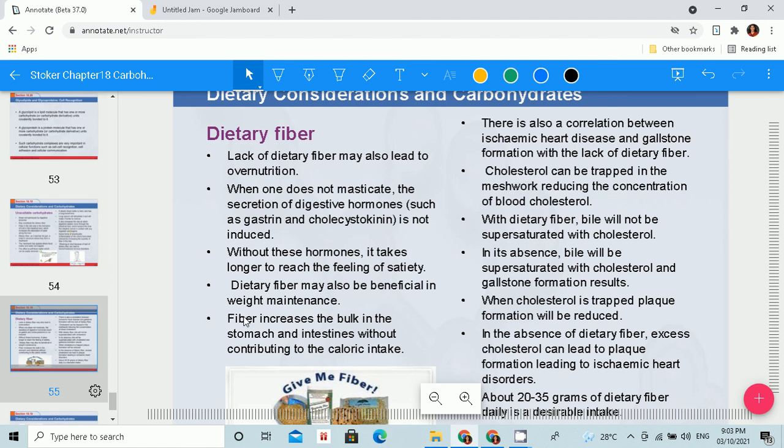And then we have dietary fiber, which may also be beneficial in weight maintenance. Fiber increases the bulk in the stomach and intestines without contributing to the caloric intake. Okay, so we have our oatmeal. Our oatmeal has high fiber in its bulk, so you feel full.